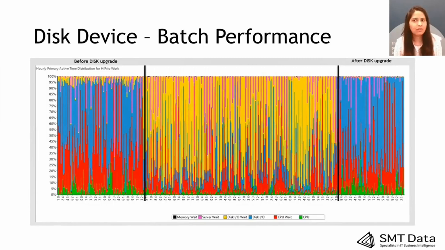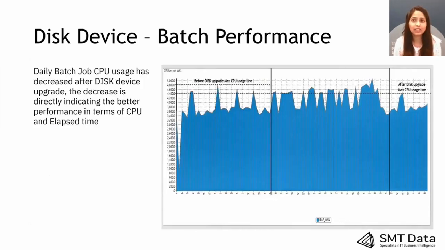If it's not waiting for the disk, I'm sure it indicates that the batch elapsed time is reduced. So it's an improvement. You might wonder what happened before the disk upgrade, when there is a lot of yellow color, like something went wrong. I know the reason, but today I'm not going to talk about the disk device so much. So we'll move on to the next.